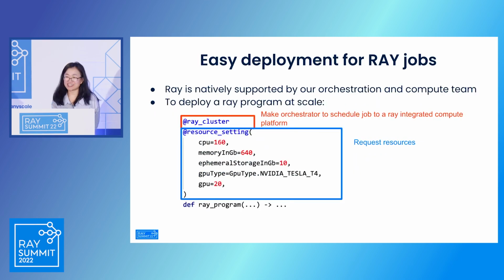Before going into that, I would like to give a shout out to our amazing orchestration and compute team. They are able to make our lives much easier. To develop a Ray job, we just need to apply a Python decorator by providing the resource spec, and this job will work seamlessly with the other jobs in our user pipeline. Those other jobs can be with a different backend. It doesn't need to be Ray.